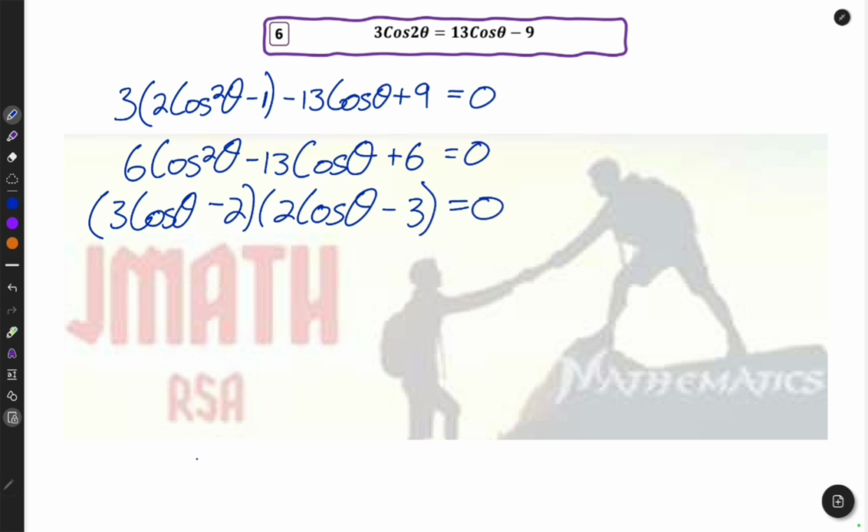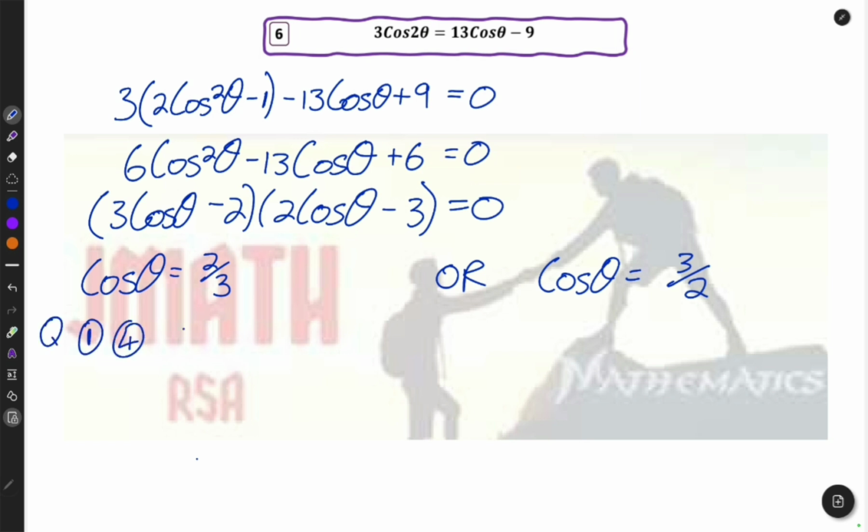Now I need to split and make each bracket equal to 0, so this one would just be cos theta is equal to positive 2 over 3, and then, in this case, cos theta is equal to positive 3 over 2. So now I can do quadrants. So quadrants, cos is positive in 1 or 4. My reference angle, I get if I say shift cos of 2 over 3. And my calculator tells me that's just going to be 48.19 degrees.